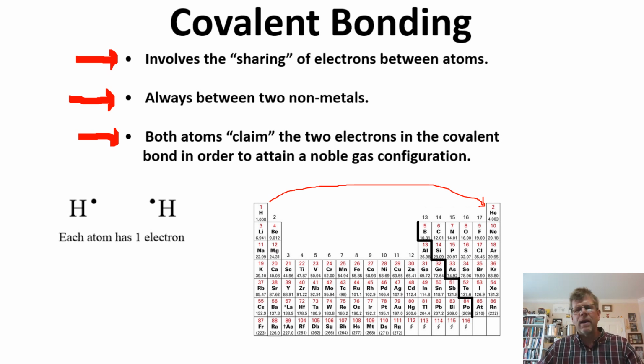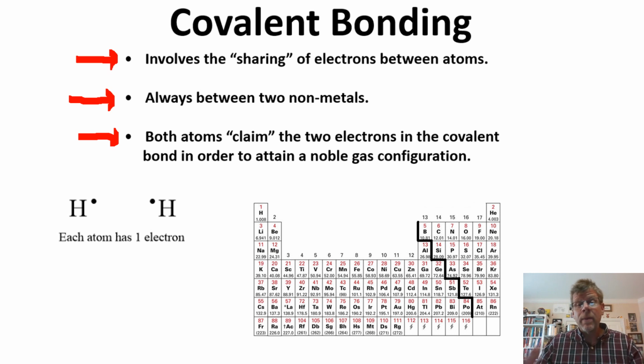I am a non-metal, so I can't participate in a full electron transfer, but if I have a sample of many atoms of hydrogen, well, what could I do? In a sample of hydrogen, we have two atoms sort of looking at each other. If we look over here on the left-hand side, they say, well, what about this? We're two non-metals. We could participate in a shared covalent bond.